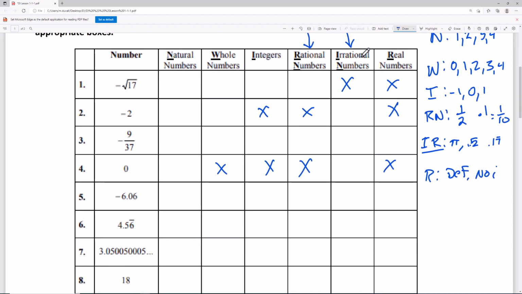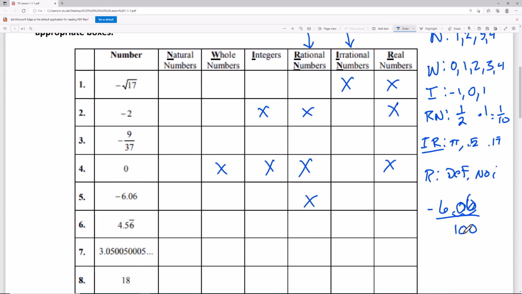Number 5, -6.06. It's not a natural number, it's not a whole number, and it's not an integer because those can only be whole numbers. Now it's a decimal, but I can convert that decimal into a fraction. If I make that over 1 and I move that decimal over, you just add zeros on the bottom. So it's -606/100. So it is a rational number.